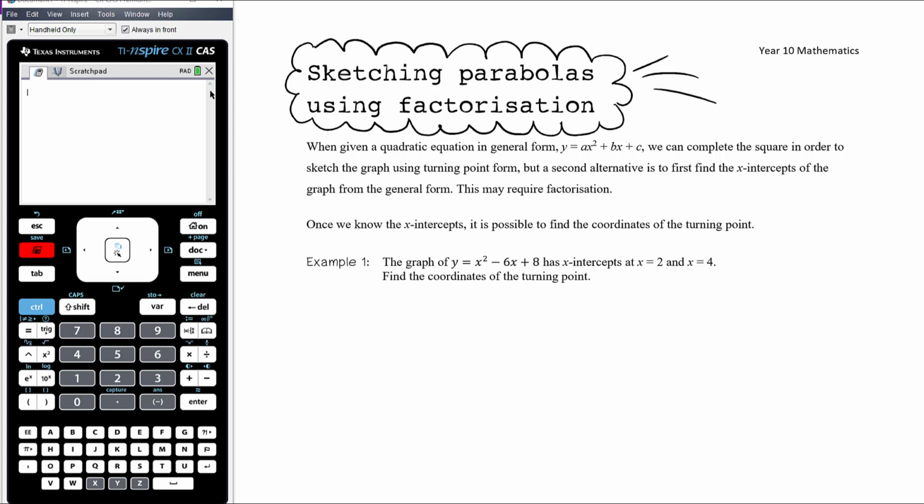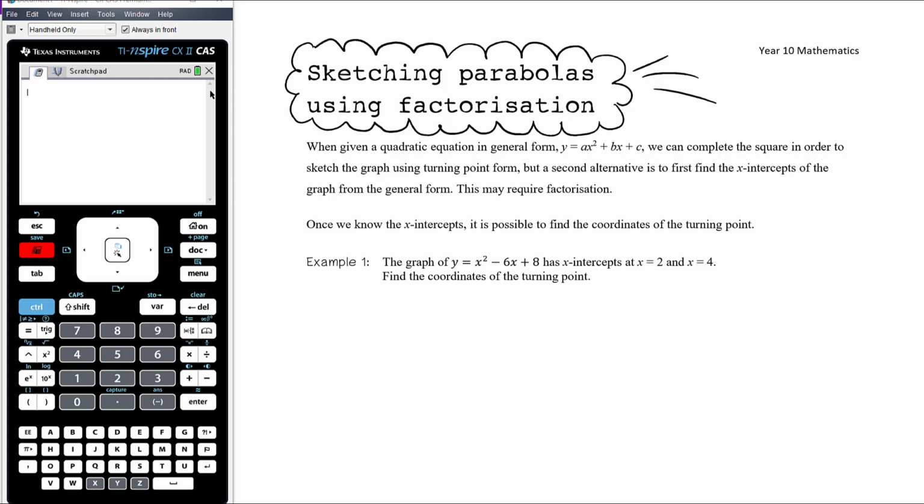The example we looked at in the last example of the previous video, that equation wouldn't have factorized, didn't have any solutions, didn't have any x-intercepts, and so therefore the method we used, completing the square to turn it into turning point form, was actually probably the method of choice. Okay. All right, so what we want to look at today is, rather than focus on finding the turning point first, let's instead focus on finding the x-intercepts first.